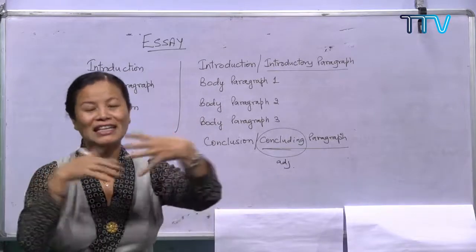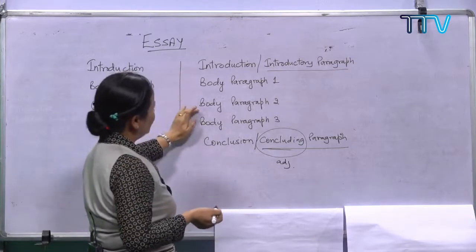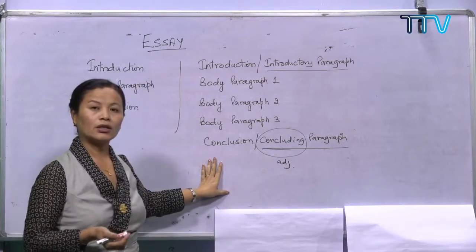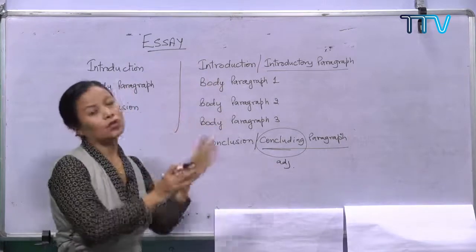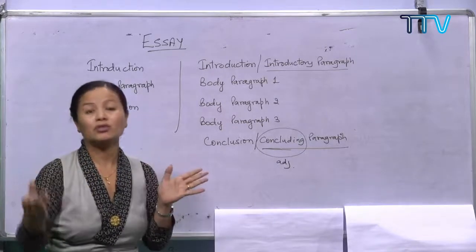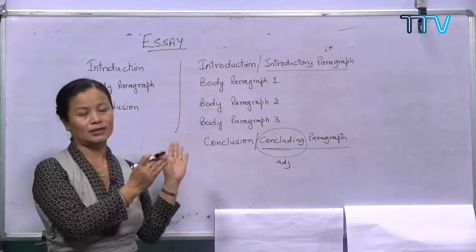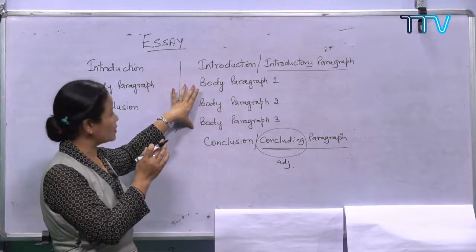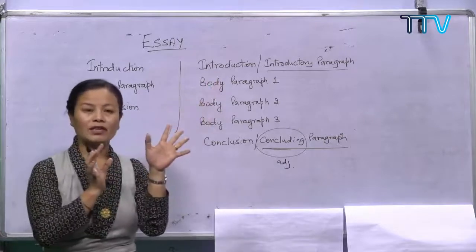It's all interconnected. So introduction, body paragraph 1, body paragraph 2, body paragraph 3, and then you have the conclusion or the concluding paragraph. Is it clear? This is the standard form. Some essays can be so long, even so many pages you can complete for one essay. But this is the standard that is expected: the minimum of 3 body paragraphs, 1 introductory paragraph and 1 concluding paragraph. That makes a 5 paragraph essay.